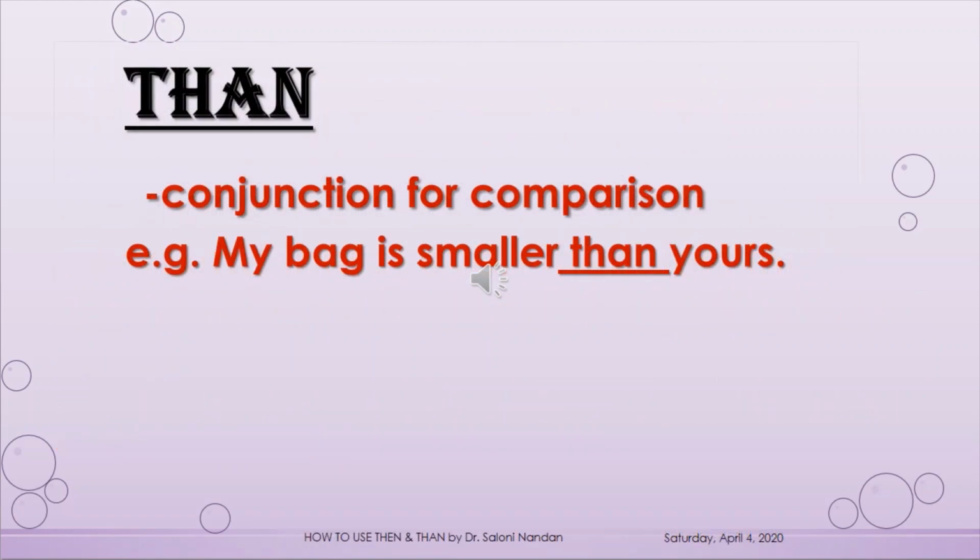Now let us look at the word than. First of all, let us try to remember what I told earlier about the pronunciation of the word than. It rhymes with ran. Than, ran. Than is used as a conjunction for comparison. Conjunction means it is used to join two sentences that are used as comparisons for each other. For example, my bag is smaller than yours.